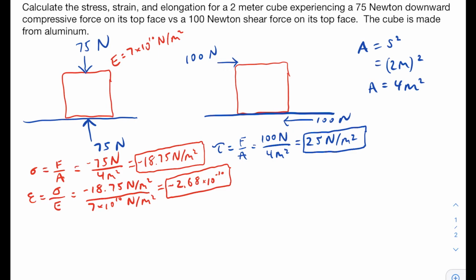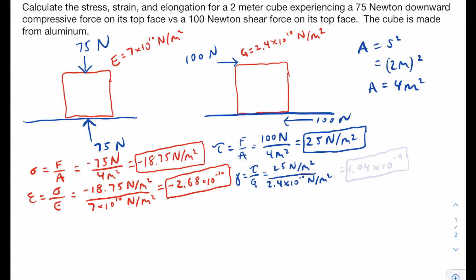Similarly, in the second scenario, we know that shear strain is equal to the shear stress divided by the shear modulus. The shear modulus for aluminum is 24 gigapascals, or 2.4 times 10 to the 10 newtons per meter squared. Plugging in the corresponding values, we find that the shear strain is equal to 1.04 times 10 to the negative 9.